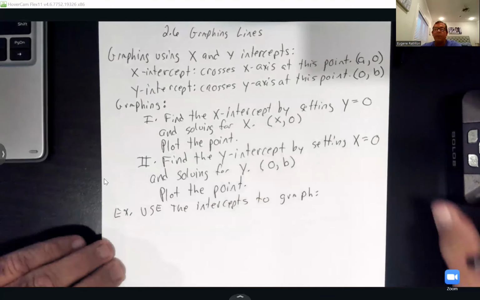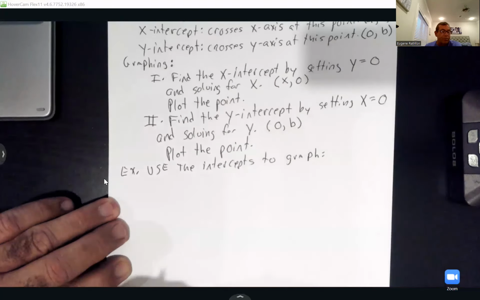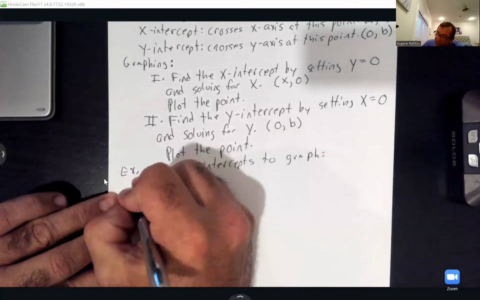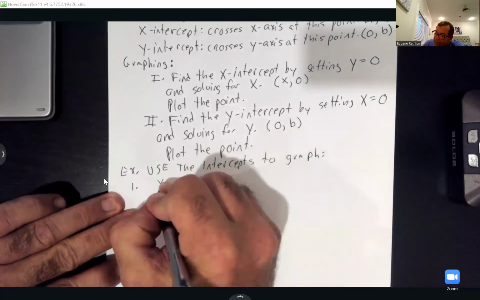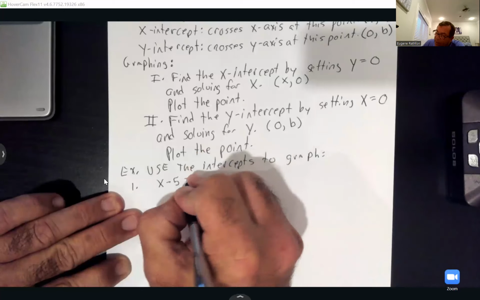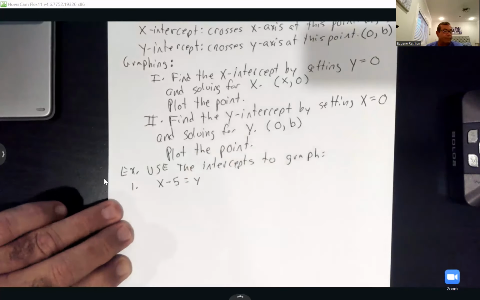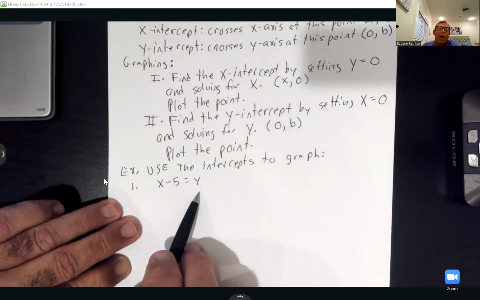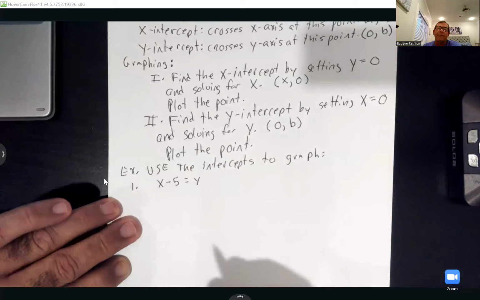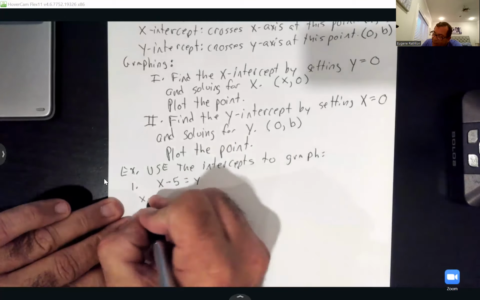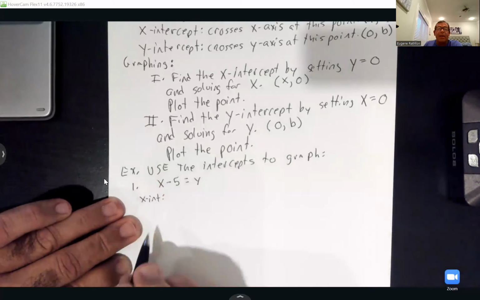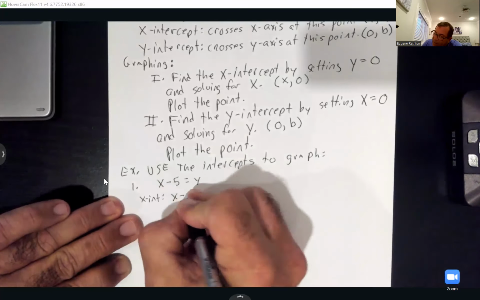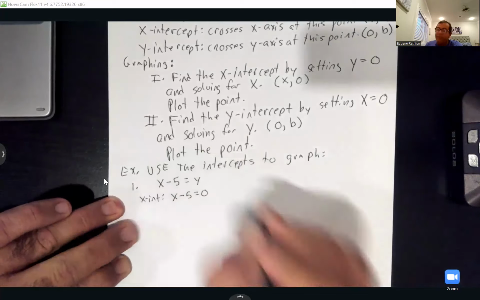So y'all, what I'll do, once I get my answers, I got graph paper, we'll plot the points on my graph paper, okay? So the first one they're giving us is x minus 5 equals y. Now, y'all, this one's just backwards. That's the same thing as y equals x minus 5, okay? So first, I'm going to find my x-intercept. To find my x-intercept, I set y equal to 0. So that's going to give me x minus 5 equals 0.